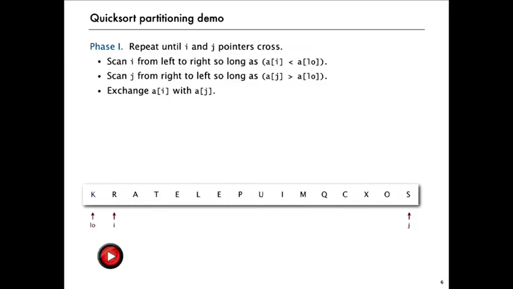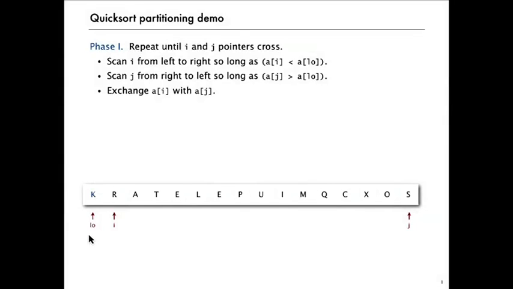So let's look at a demo of how Quicksort partitioning works. The idea is to arbitrarily choose the first element to be the partitioning element. Since we shuffled the array, that's a random element from the array. And then we're going to maintain an I pointer that moves from left to right and a J pointer that moves from right to left. Let's look how it works in the demo.